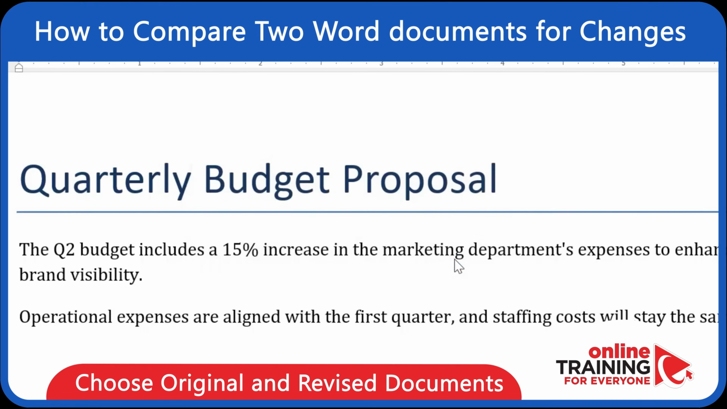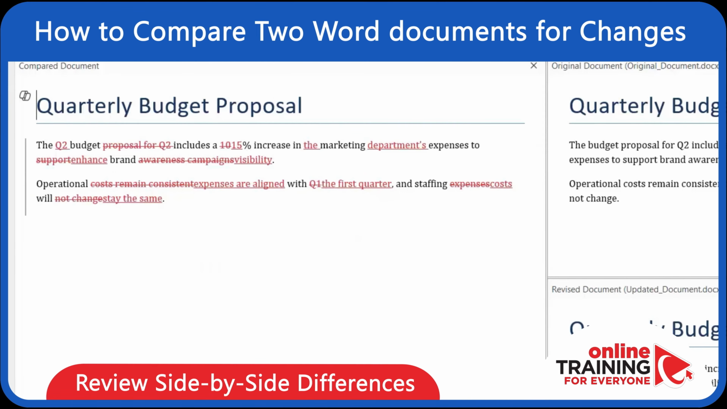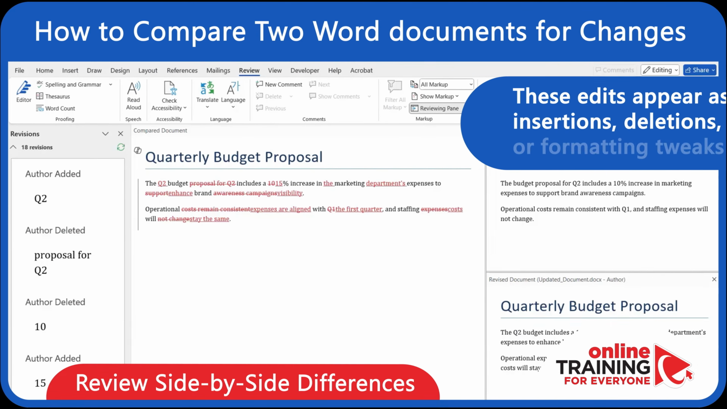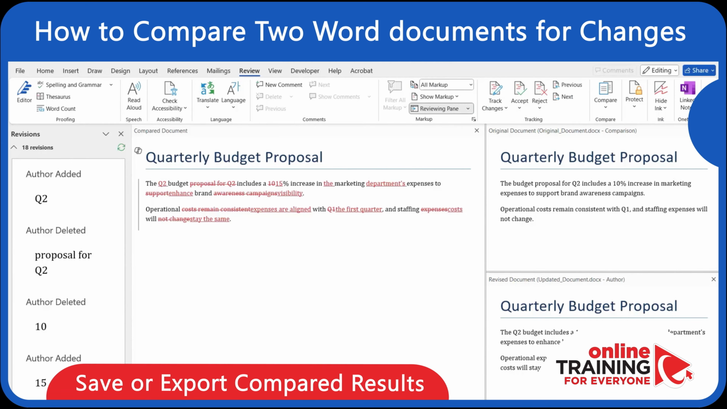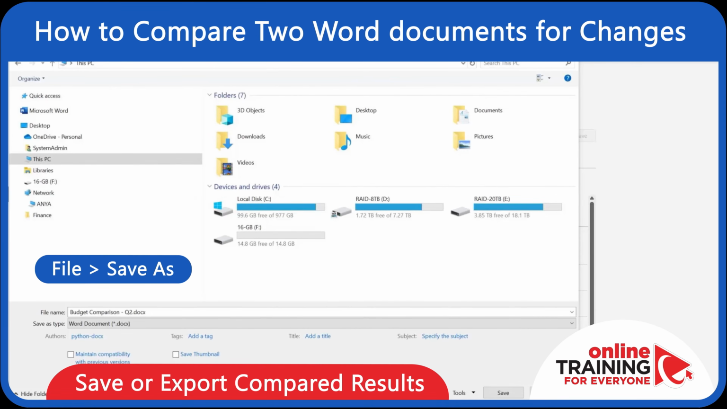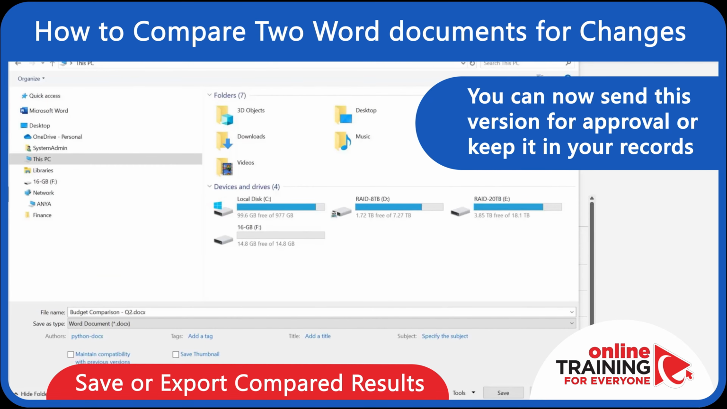Word generates a new document showing tracked changes. Here you can see edits like the change from 10% to 15% and from brand awareness campaign to brand visibility. These edits appear as insertions, deletions, or formatting tweaks, all clearly marked for review. If you want to keep a record of the differences, save the comparison as a new file. Just go to File, Save As, and name it something like Budget Comparison Q2.docx. You can now send this version for approval or keep it for your own records.